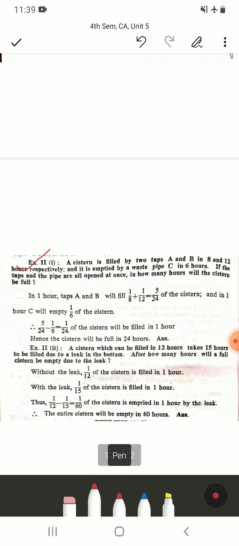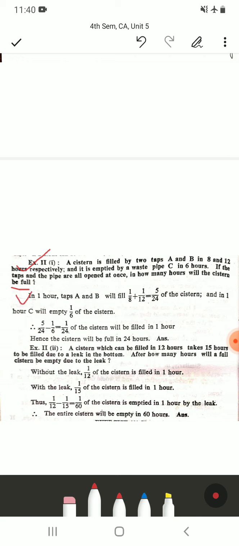The next question is, a cistern is filled by two taps A and B in 8 and 12 hours respectively, and it is emptied by a waste pipe C in 6 hours. If the taps and the pipe are all opened at once, in how many hours will the cistern be full? Now they have asked how many hours are required for the tank to be full, when they have given the time taken by each tap to either fill the tank or to empty the tank.